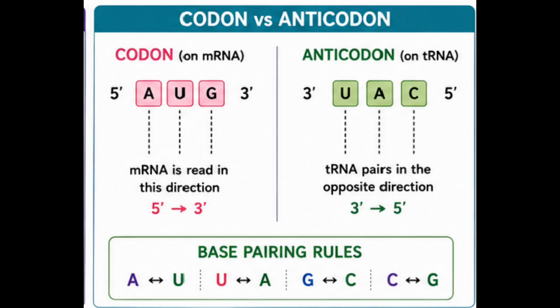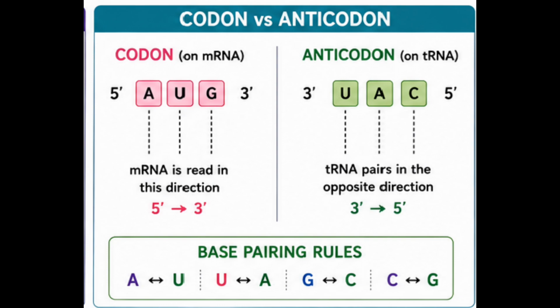Now that I've given you a brief introduction about RNA, let's talk about codon and anticodon. A codon is a sequence of 3 nucleotides found on the mRNA. It contains the instruction for which amino acid should be added to the growing protein chain. On the other hand, an anticodon is a sequence of 3 nucleotides found in the tRNA. It pairs with a codon on the mRNA through complementary base pairing.